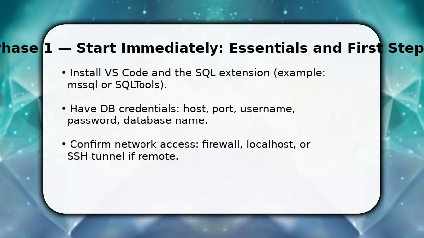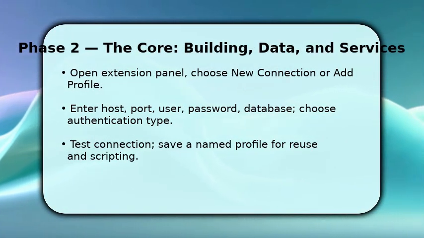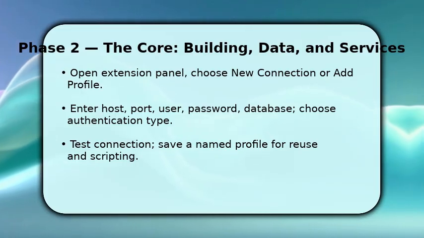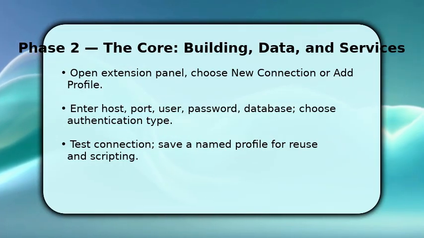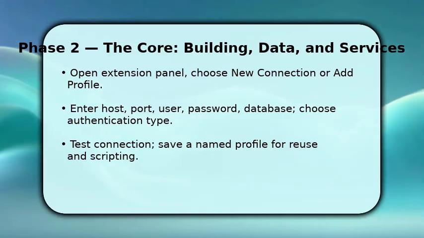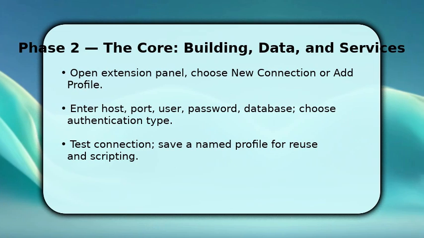Now configure the connection. Open the SQL extension, choose New Connection or Add Profile, and enter host, port, username, password, and target database. If necessary, select the right authentication method, SQL Auth versus Integrated Auth, and set SSL or Trust Server certificates. Once entered, click Test Connection to validate reachability and credentials. If it fails, read the error and adjust host, port, or firewall rules.